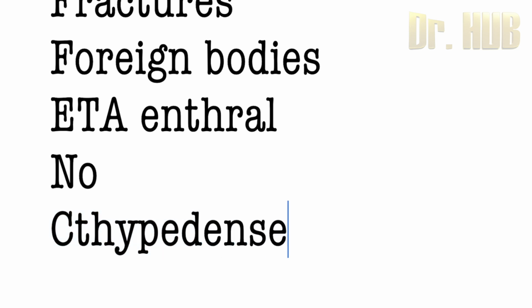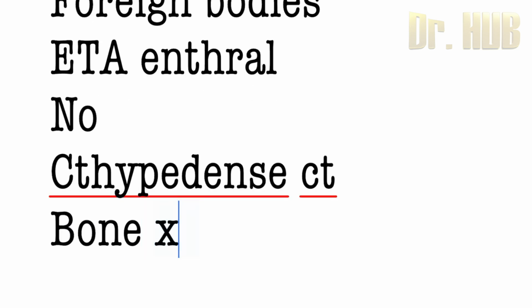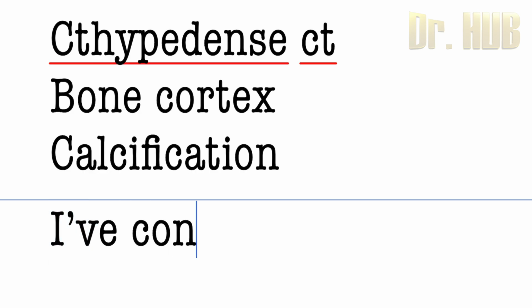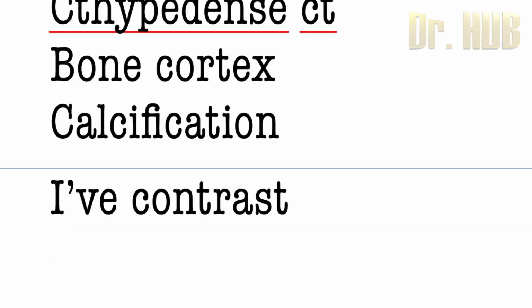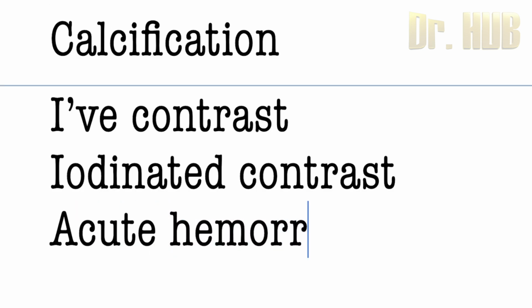Now let's move on to the CT. So in CT there are many varieties. Under CT there is something known as a hyperdense CT. Hyperdense CT is done for the bone cortex, as well as for the calcification. There is the IV contrast as well as the iodinated contrast. There is the active hemorrhage.